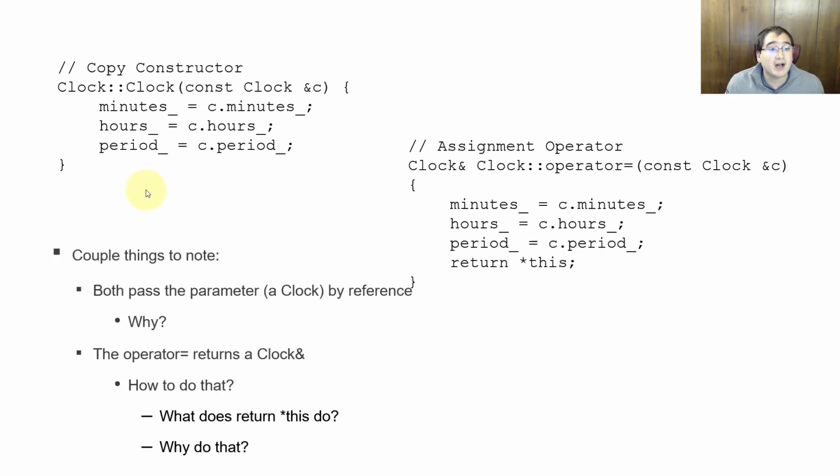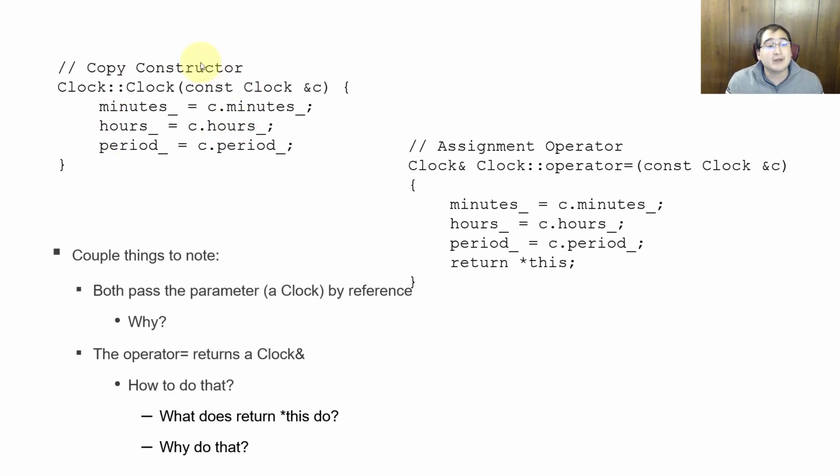So how does the copy constructor work? Well, the copy constructor is just a normal constructor that just happens to take a constant reference to a clock. And what it's doing here is what the automatic copy constructor does. We're doing a member-for-member copy from our argument into the object that this member function is part of. So we're just copying the minutes, we're copying the hours, we're copying the period.